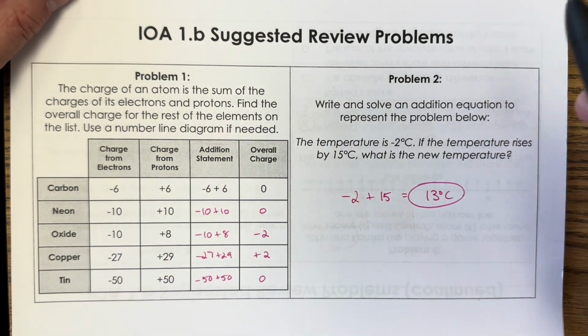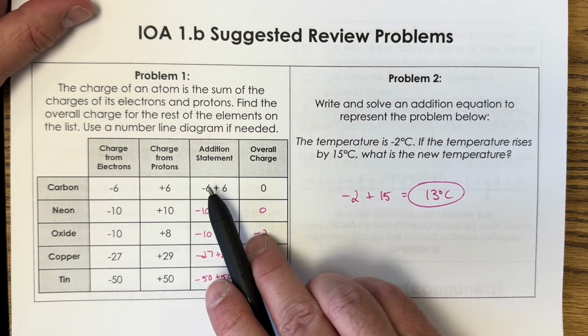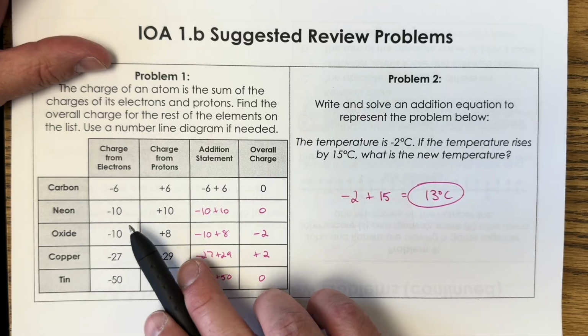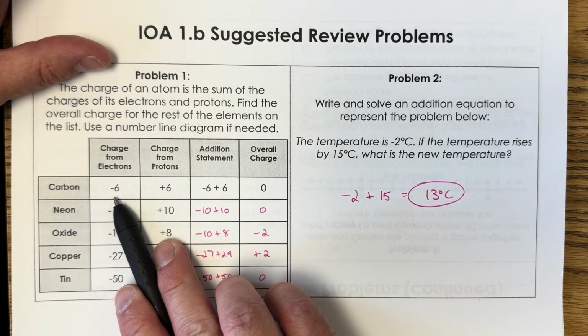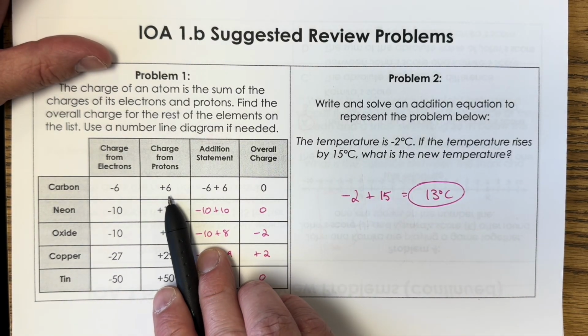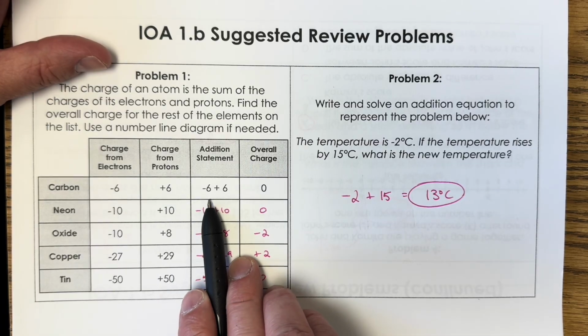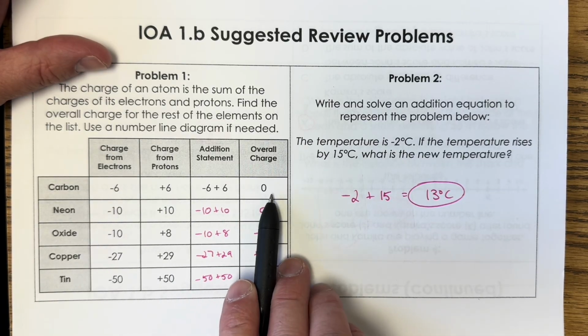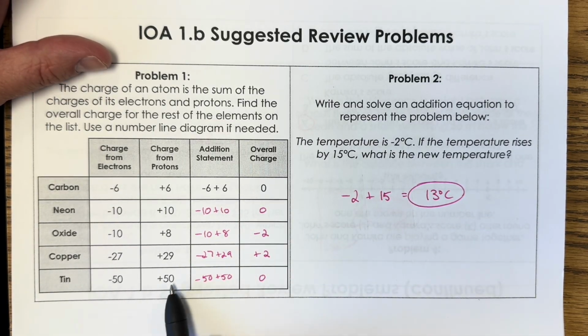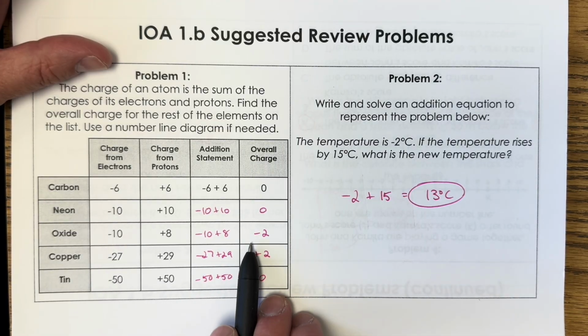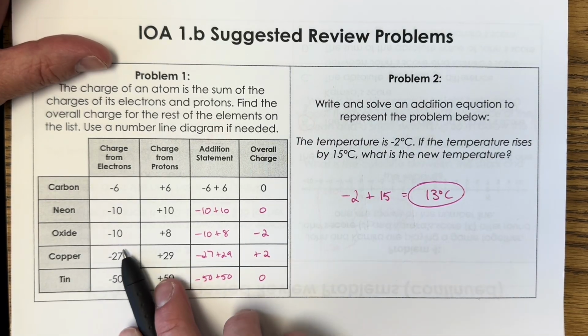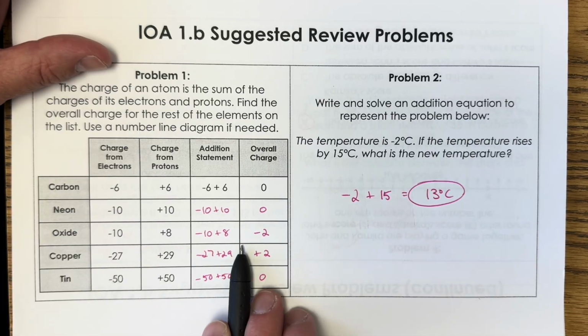All right, number 1 on the next section. We had to just do an addition statement and then the overall change. So if I started with carbon as -6 electrons, changing it with protons, which is a +6, we have the addition statement -6 plus 6, which is 0. We can clearly see that the rest of these, some of them will be a net change of 0, some of them will be a net change of something that's different than 0. Clearly oxide here, -10 plus 8, -2.